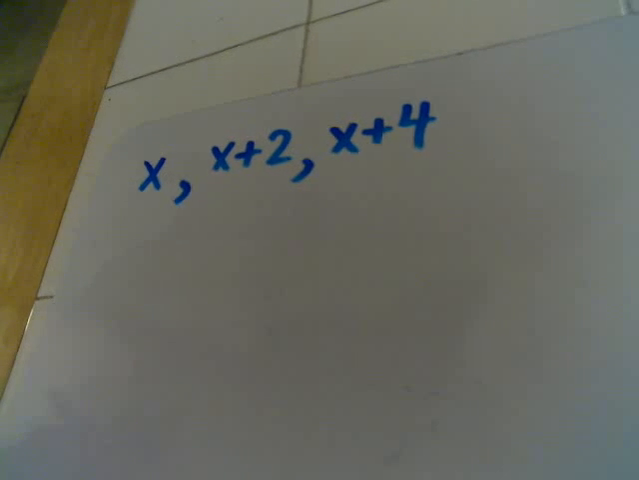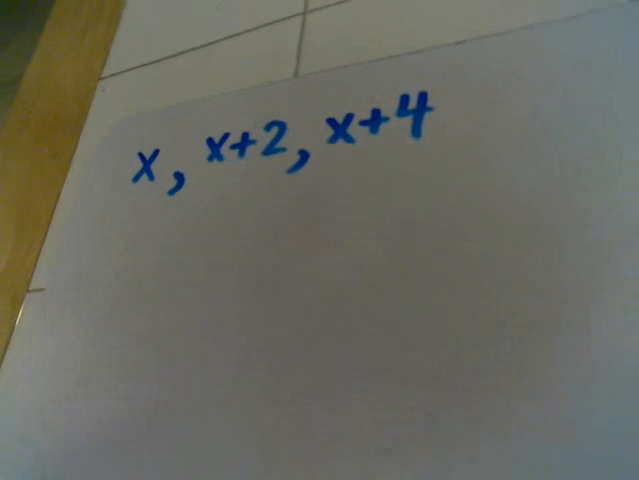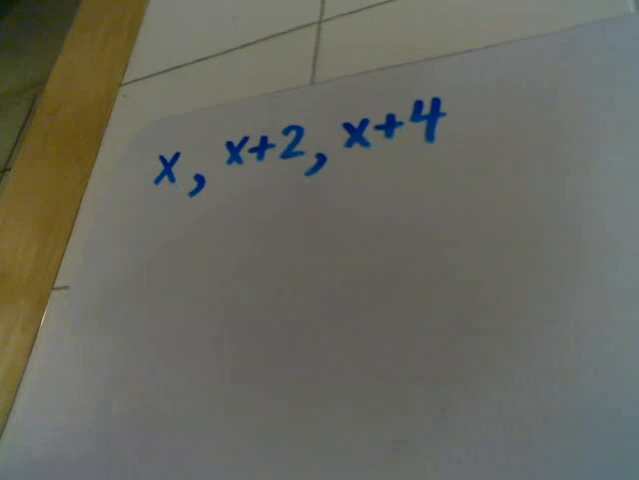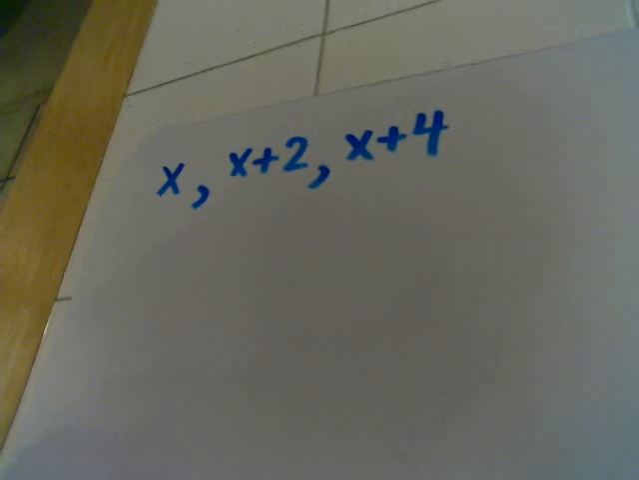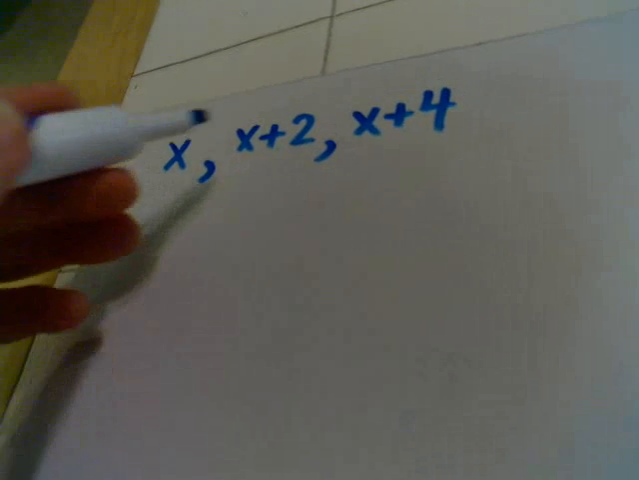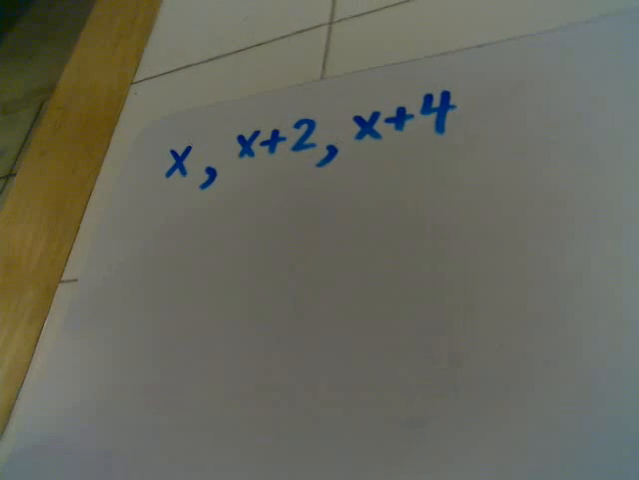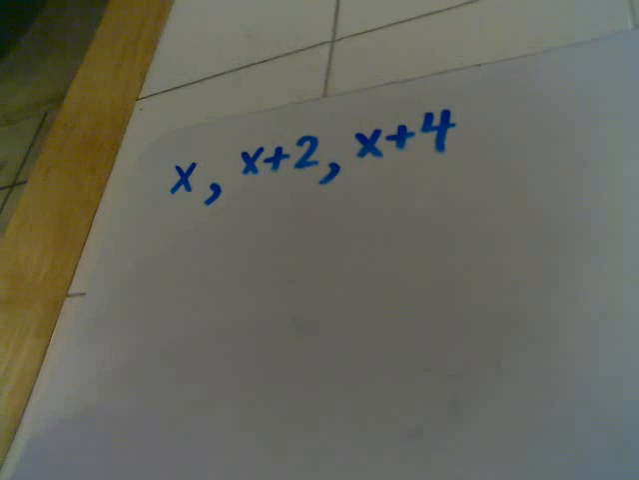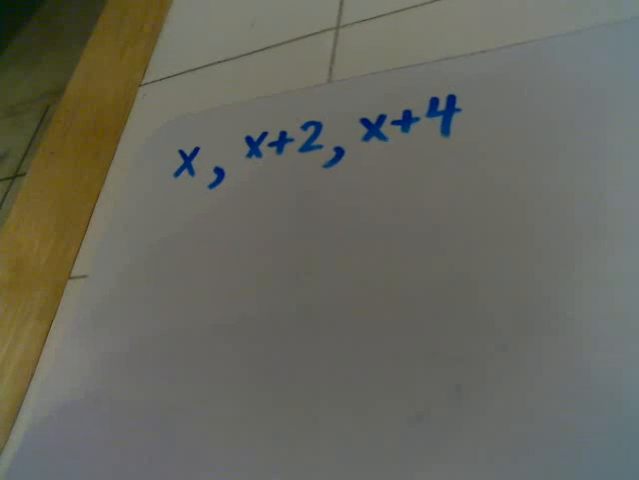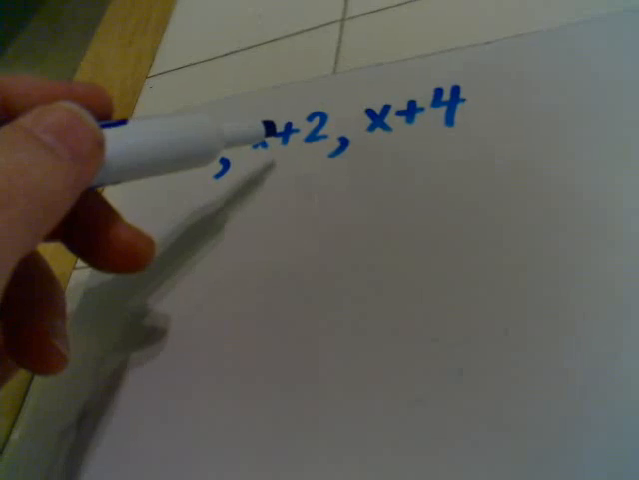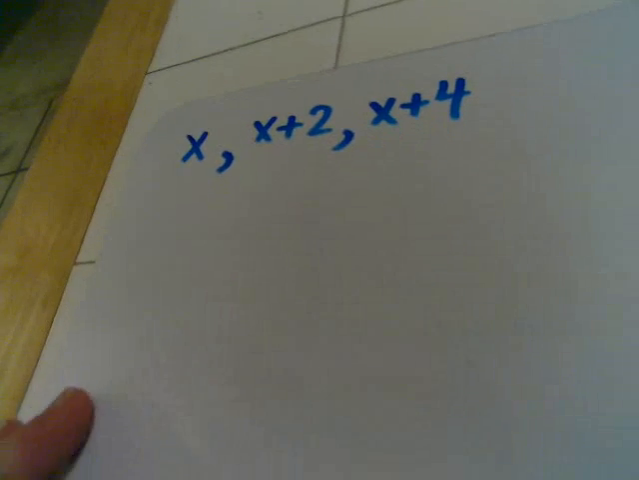So for example, think of consecutive odd integers. For example, 3, 5, 7. They differ by 2. So whenever you're writing them algebraically, they would also differ by 2. If it said they were consecutive integers, we would have written x, x plus 1, x plus 2, because they would have only differed by 1. But anytime you have a problem that says consecutive even integers or consecutive odd integers, they always differ by 2. So if the first one's x, the next one's x plus 2, and the next one is x plus 4.